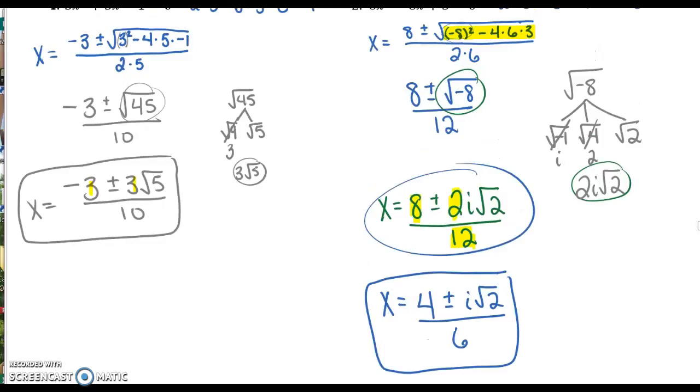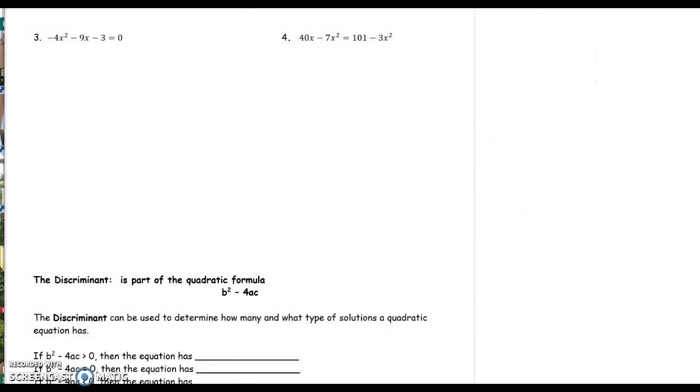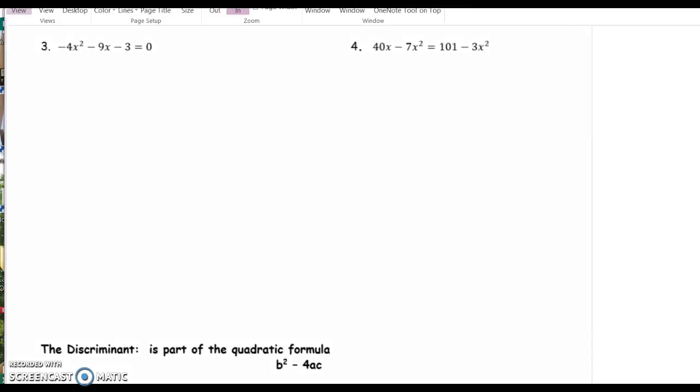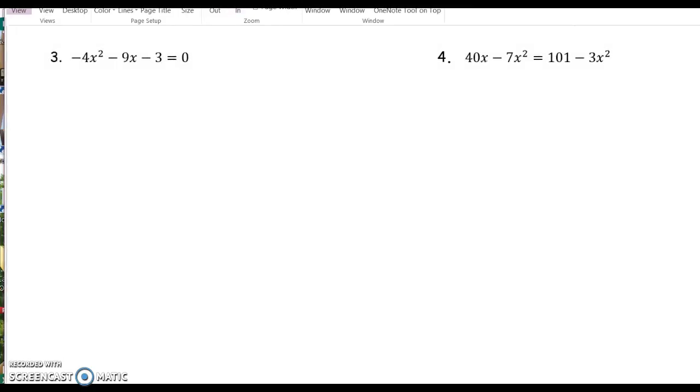Okay, turn to the next page and let's continue with these notes. The next one is negative 4x squared minus 9x minus 3 equals 0. And if you remember from the front side, it's really best if a is positive. It's going to make your life a lot easier if a is positive.